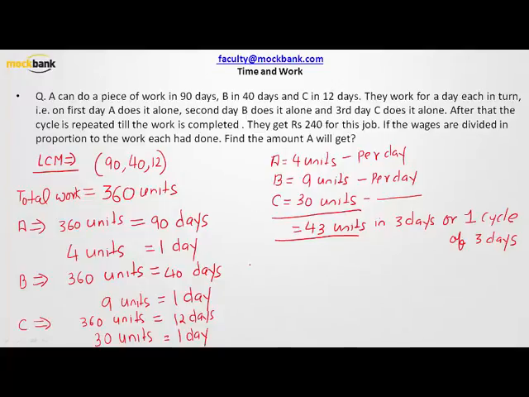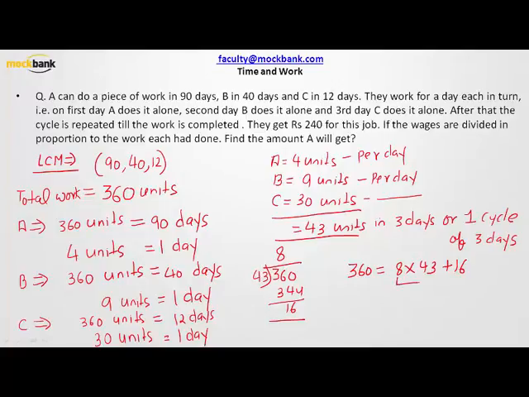So what is the idea? In order to find out the total cycles, we have got 360 units of work. Can you divide 360 by 43, and how many times will it go? It is going to go 8 times, and this comes out as 344, and 16 will be the remainder. And we can also say that 360 is 8 times 43 plus 16.